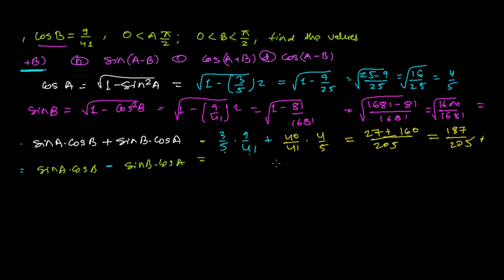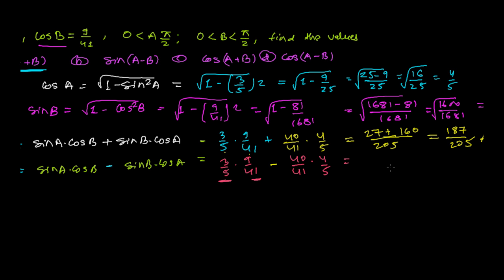Here the sign will be just changed by minus. All right, that's it, and no more difference. So it's going to be 3 by 5 times again 9 by 41. All right, sine A cos B minus sine B times cos A, and cos A is again 4 by 5.